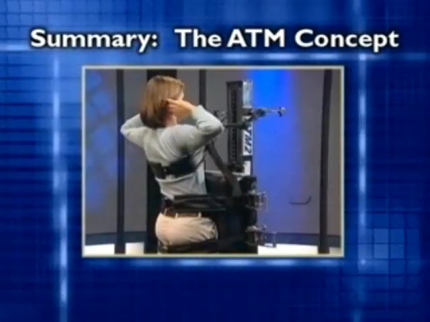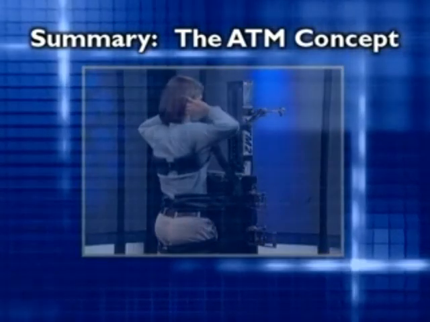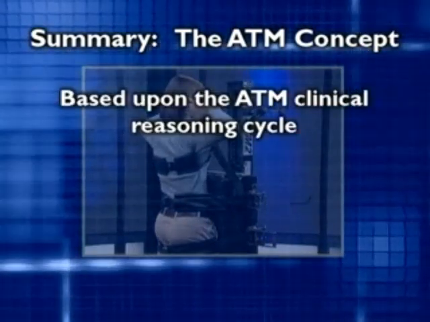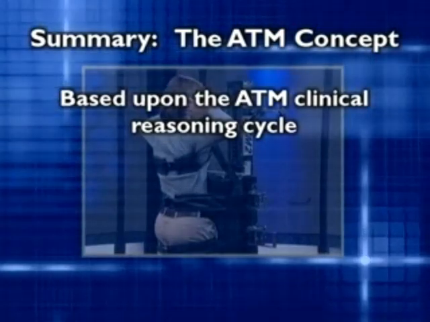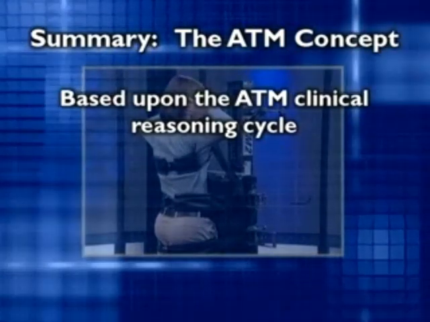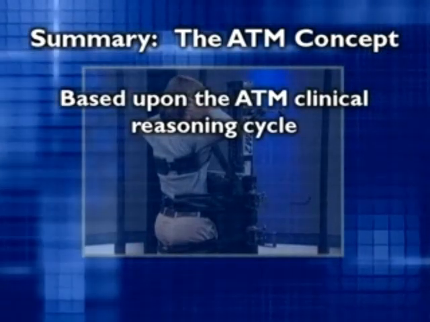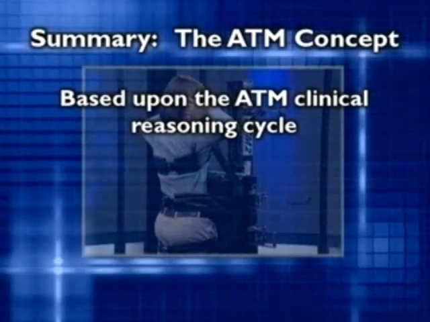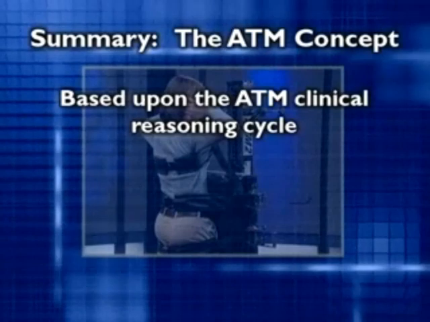To summarize, the first step in the ATM concept is when the clinician identifies the patient's functional problem. The next step is finding movement impairments that are related to the patient's problem, for which specific ATMs to normalize the related movement impairments can be prescribed. Reevaluating then occurs to ensure that treatment regimen indeed improved the patient's functional problem.